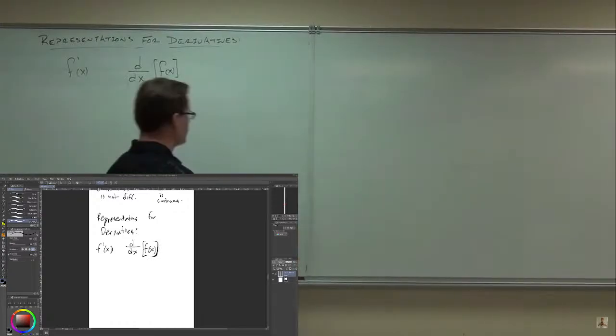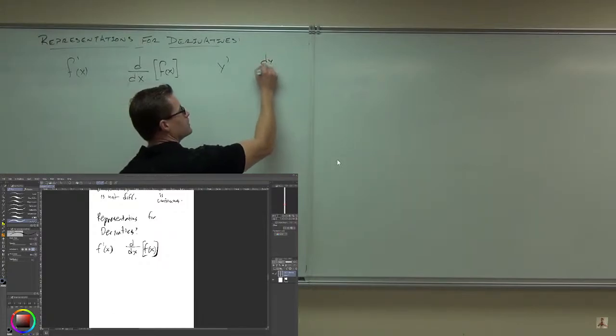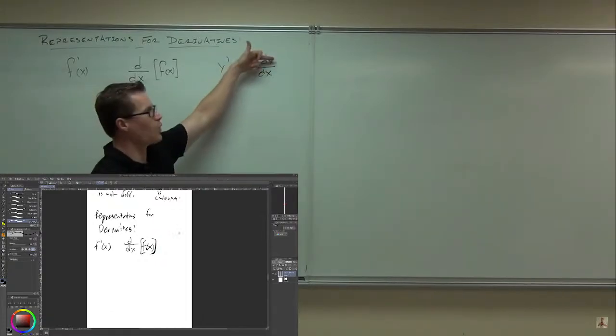You can also represent it, if you had a function y, you can write y prime. So y prime would also be a derivative. Or you can write, for a function y, dy dx. So this would be a derivative of y with respect to x. Same basic notation as this.